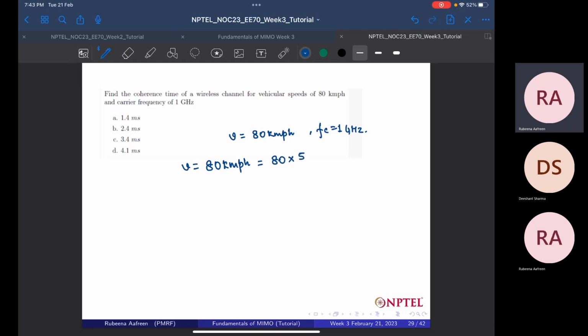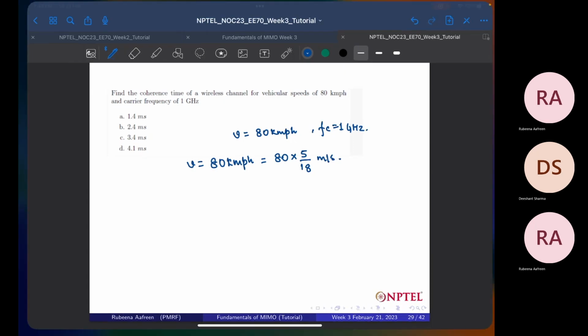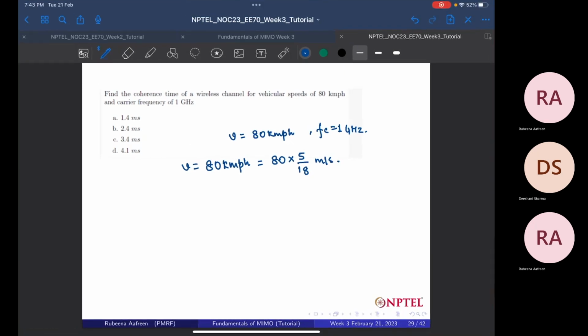So we have to first change it into meter per second, right? Then what would be the next step? So first we have to calculate Fm for coherence time. Correct. Fm should be V divided by C into Fc.